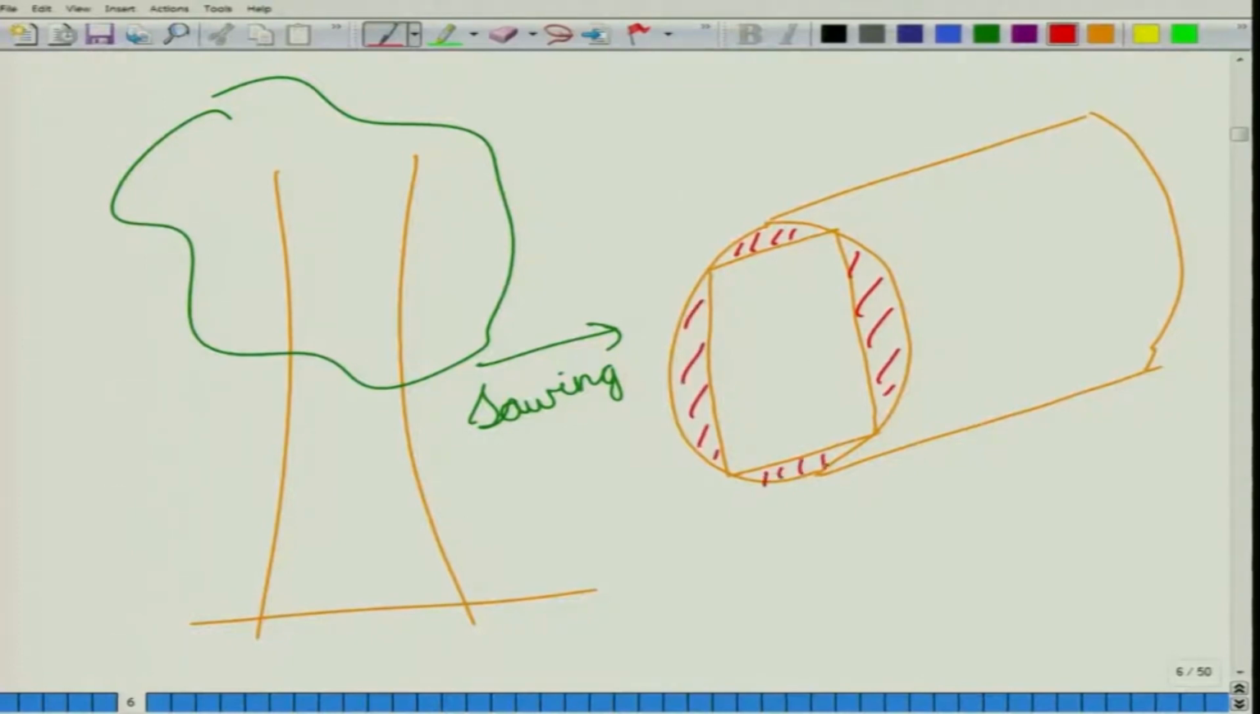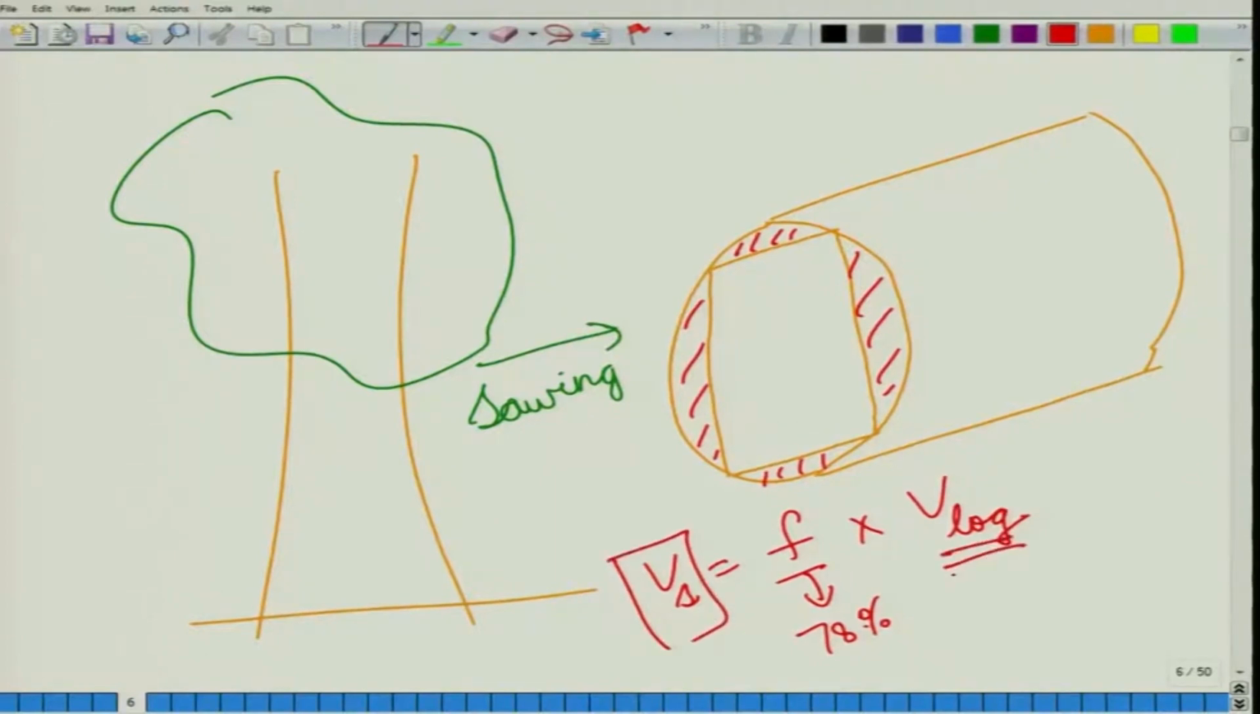We can either calculate the whole volume and then find out the volume of the sawn timber to be some factor f times the volume of the log. In the case of the quarter girth formula, we calculated this f to be 78% approximately. So, we can either write it as a fraction of the volume of the log, or we can directly multiply all the values of volume of the log with this factor and directly note down the volumes of the sawn timber. So, coming back to the slides.